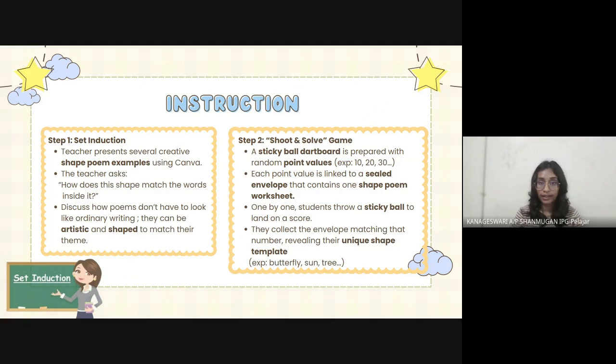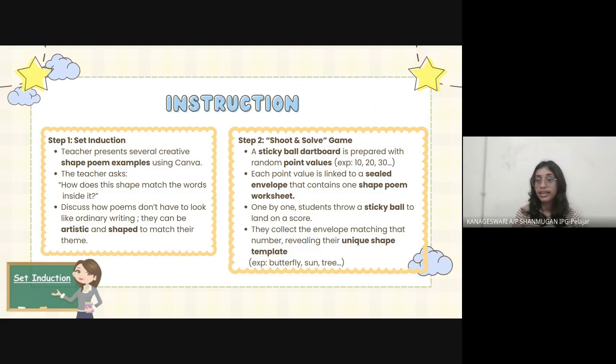And for the rationale part, the purpose of the set induction is to activate students' prior knowledge and engage them in the topic of shape poems. By introducing them to examples of shape poems like heart and tree shapes, students can begin to visualize how emotions can be expressed through both words and shapes. This introduction also sparks curiosity and primes students to think creatively about how shapes relate to the ideas and feelings.